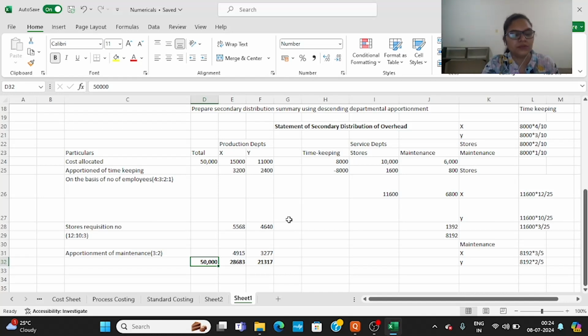Now, this is actually the method of apportionment to the service as well as production departments, as we have already seen in the question. This basis is argued on the ground that it is not only the production departments which receive the benefit of a service department, but other service departments also receive benefit from each other. So this is the concept on which this apportionment of overheads is based.